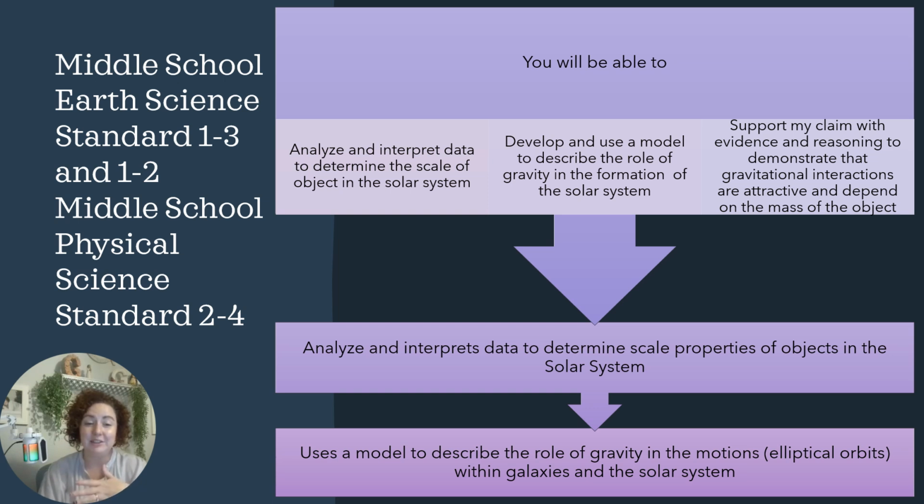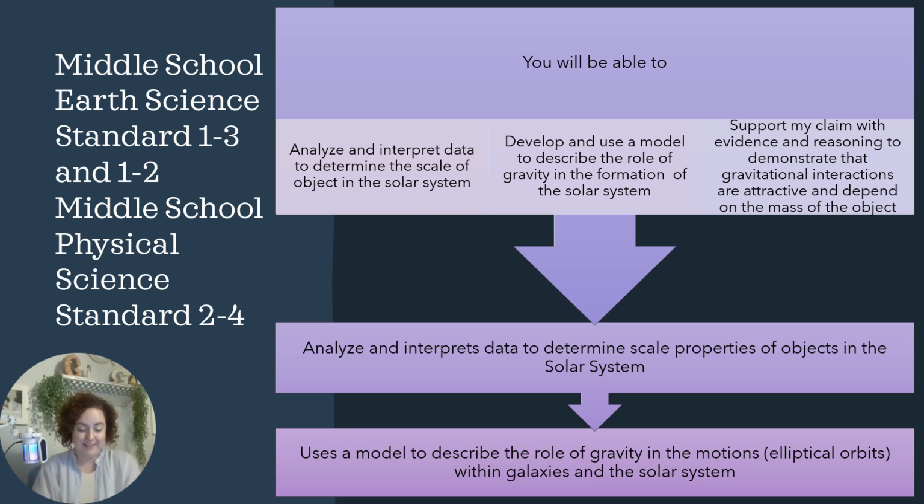And then finally, you should be able to start putting together a claim that is supported with evidence and reasoning to demonstrate that gravitational interactions are attractive and depend on both the mass of the object as well as the distance the objects are from one another.